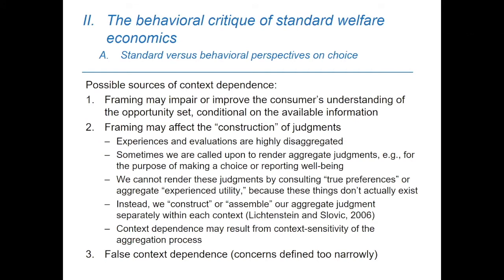Why might we observe context dependence? Well, there are several reasons. One reason is that the framing of the choice problem may either impair or improve the consumer's understanding of the opportunity set, conditional on the available information. So we may present the same choice problem to the individual in two different ways. The information and the opportunities are the same in both cases, and yet the individual makes a different choice in one instance compared to the other because he or she understood the problem better in the one instance than in the other.